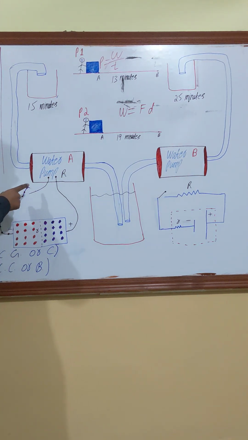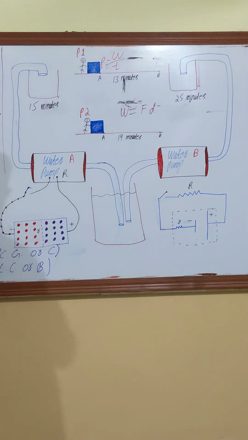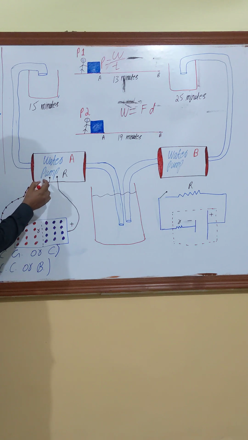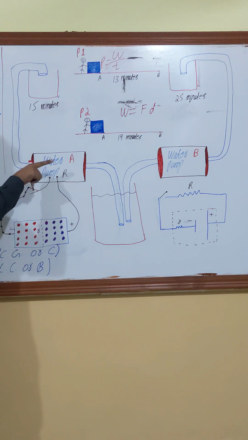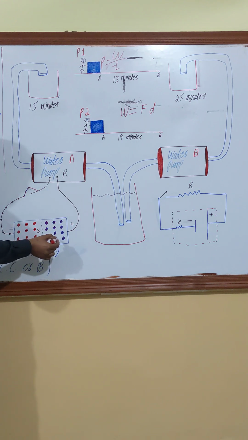For example, we have a water pump A and a water pump B. When we close the circuit, means we switch on the water pump, these electrons will flow. Now the circuit is open. Now the circuit is closed. When circuit is closed, these electrons will flow through this water pump and the armature of water pump will start to rotate. And these electrons will flow back to the positive terminal through this wire.